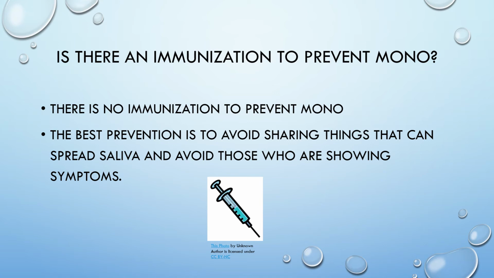So, is there an immunization to prevent mono? There is not. The best prevention, like said in the video, is to avoid sharing drinks, utensils, food, anything like that, and kissing and all that stuff. Avoiding anything that can spread saliva is the best way to prevent mono.